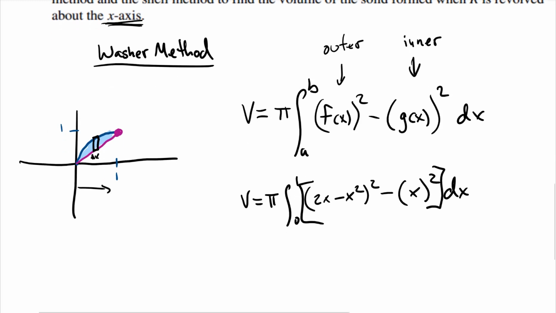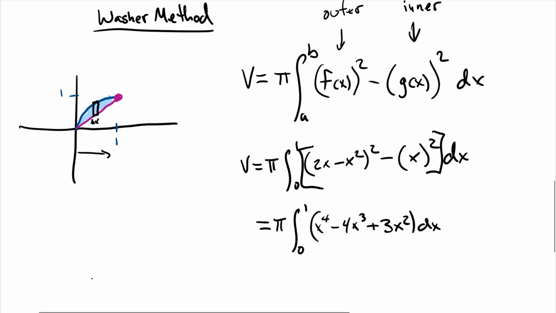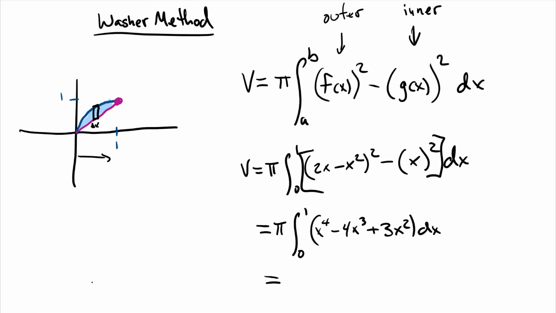All right, and let's go. I'm going to jump a lot of steps here. Once this all gets expanded out, we're going to end up with x to the 4th minus 4x cubed, and then that minus it becomes positive 3x squared dx. Once it's all cleaned up, take an integral, do your thing, and we find out that our answer is pi over 5. All right, cool.